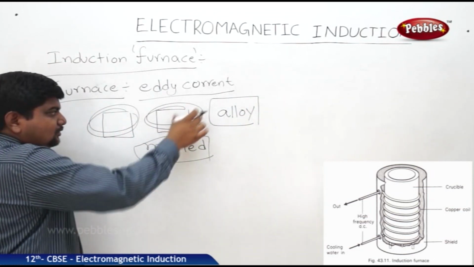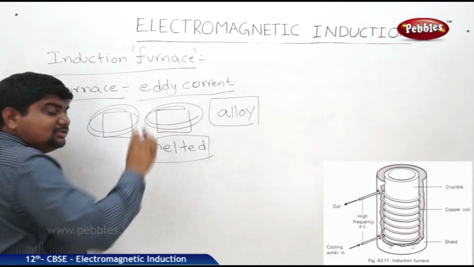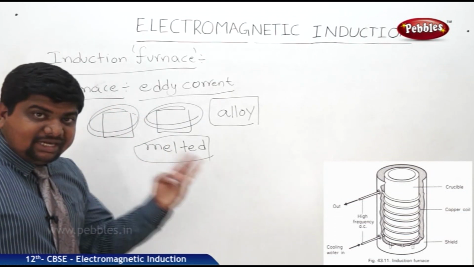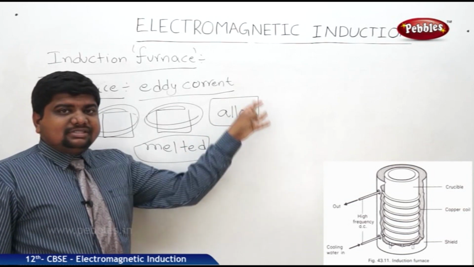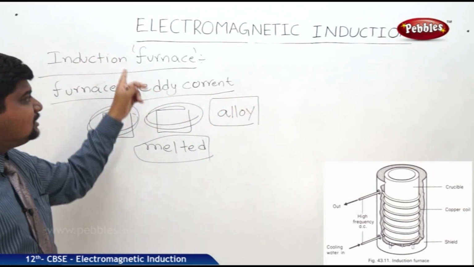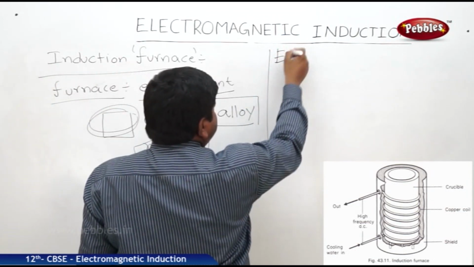First, through the coil eddy currents will be passed. This will produce the dissipation of heat energy. With this heat energy, the metals will be melted. Those molten metals will become an alloy. This is one of the examples of the induction furnace with the help of eddy currents. Last one, electric meters.